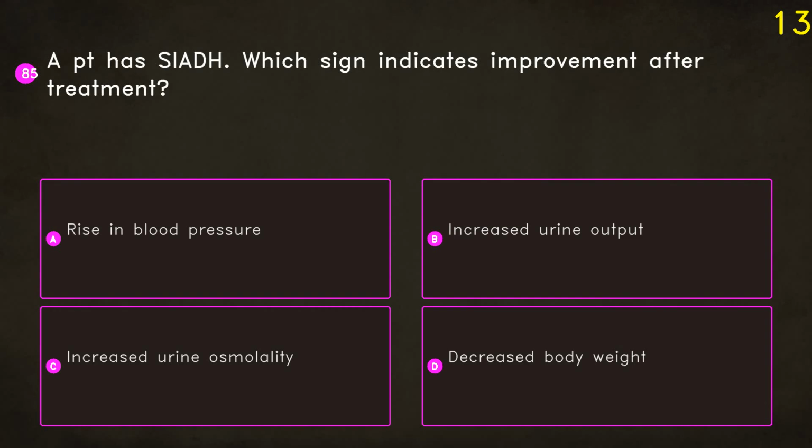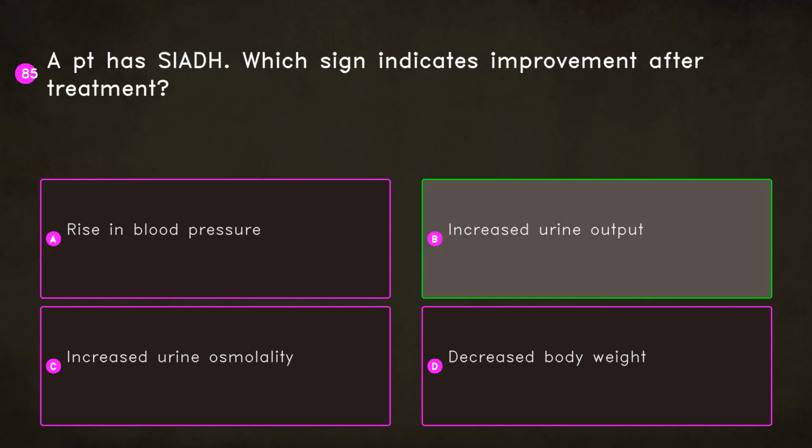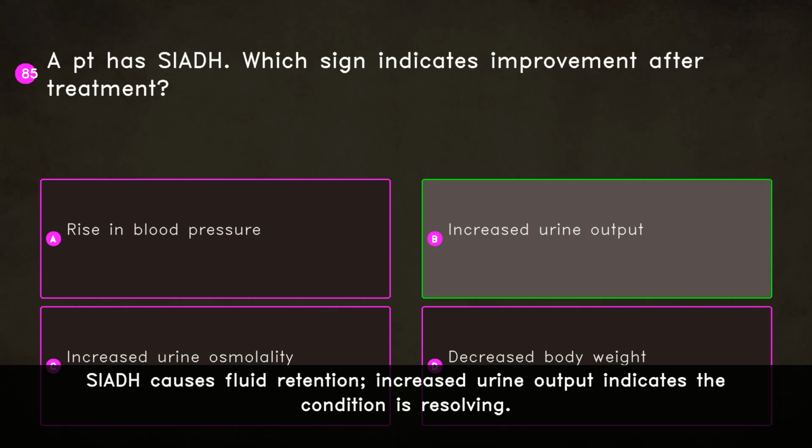Question 85. A patient has SIAD. Which sign indicates improvement after treatment? A. Rise in blood pressure. B. Increased urine output. C. Increased urine osmolality. D. Decreased body weight. The correct answer is increased urine output. SIAD causes fluid retention. Increased urine output indicates the condition is resolving.